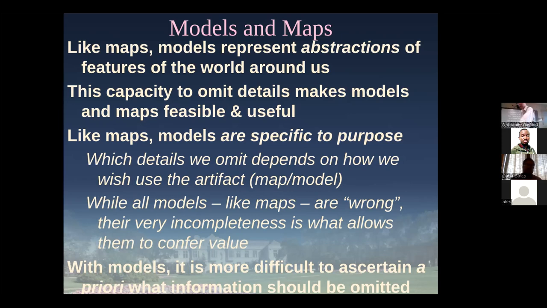If we didn't leave out details with maps, we'd never be able to fit them on our phone, much less, you know, in a glove compartment of a car, in a physical form. It's precisely because they leave out detail, they're useful. But it also means that they are purpose specific. And for modeling in general, dynamic modeling, this is important. For agent-based modeling, this is absolutely central, because it is very easy to layer things into agent-based models in more and more detail because they are so incredibly flexible.